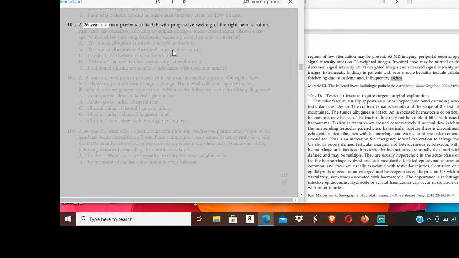104. A 26-year-old man presents to his GP with progressive swelling of the right hemiscrotum, pain, and sick sensation, following an impact during a recent cricket match played 4 days ago. Which of the following statements regarding scrotal trauma is incorrect?